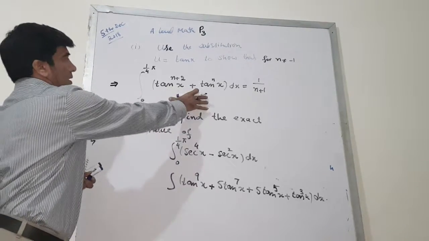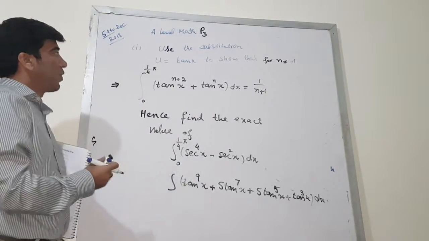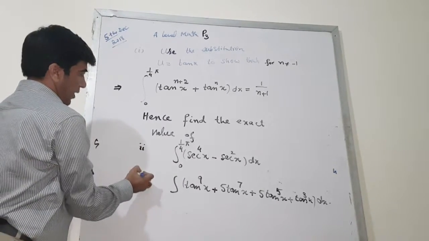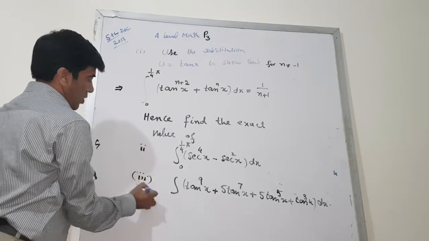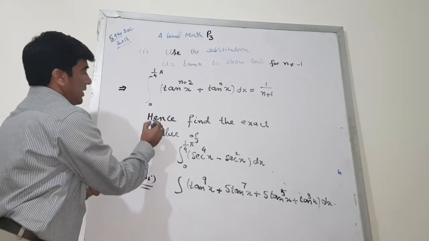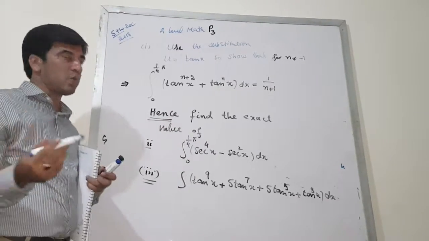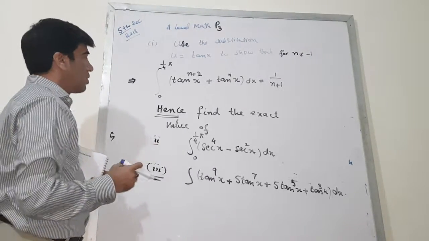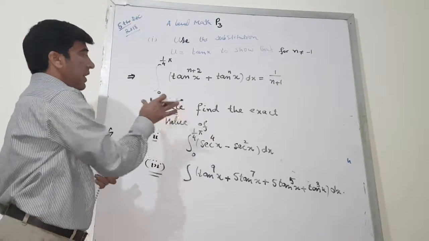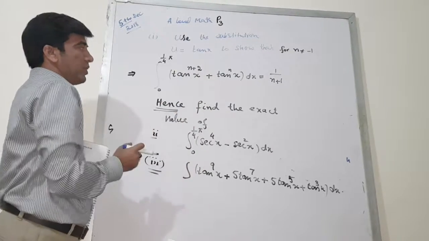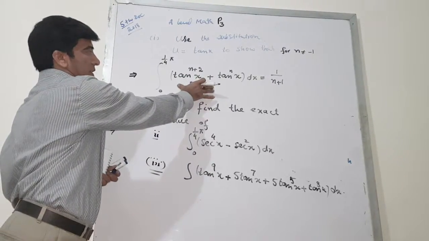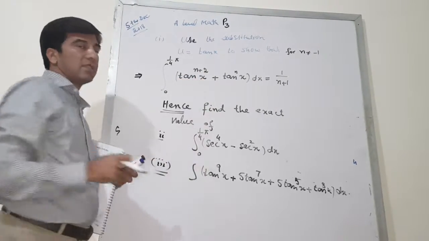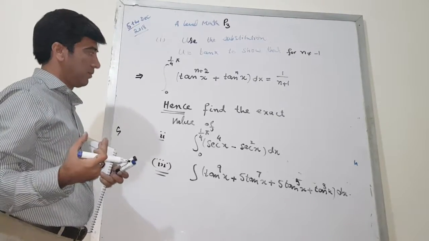For the first part, you need some rules for substitution, and for the second and third part you need to read this word. Almost in all questions he uses this word, hence or otherwise. So we should always use hence. Hence means whatever you have proved, try your best to use that relationship, because that will save your time.